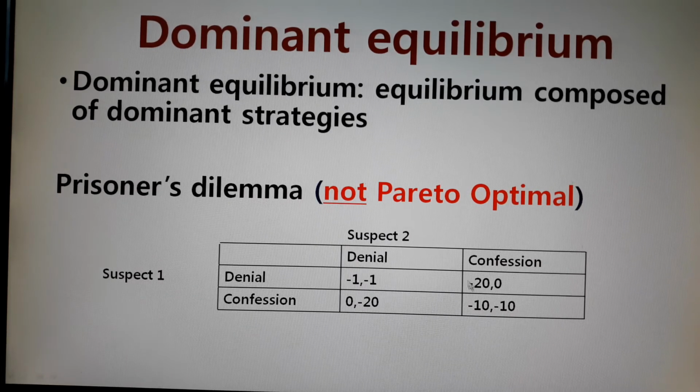So here we have the Pareto dominant equilibrium. Once again, you have to mention not the payoff, but the strategy. So confession is the Pareto dominant equilibrium of this prisoner's dilemma game. But the result is not Pareto optimal.